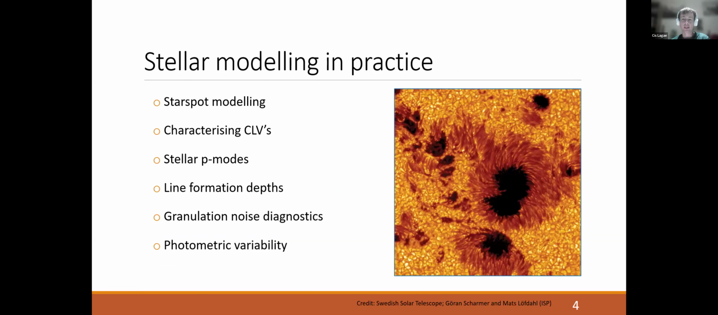Besides that, I've heard people at Sportlet EPRV talk about using stellar models to model star spots or predict regions on stars, characterize the center to limb variation of spectral lines or the continuum, stellar P modes. So the list is long. These models are really used a lot in our daily lives, or for some of us at least.